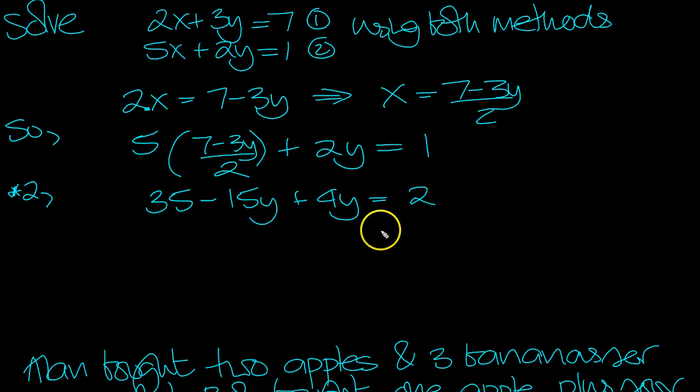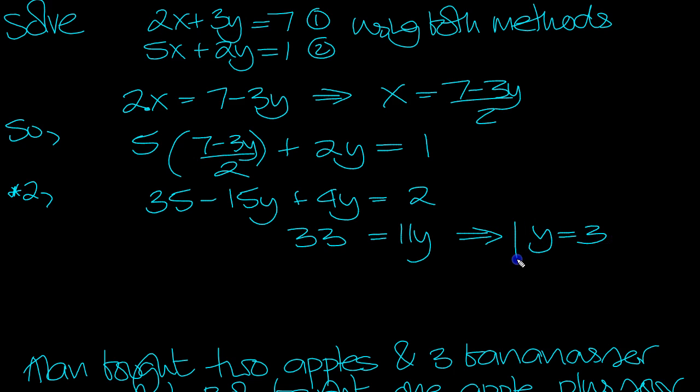So I'm going to move that to plus 11y. I'll write it over there. And I'm going to move the 2 over there. 35 minus 2 is 33. 11y is 33. Move the 11 down. 33 over 11 is 3.